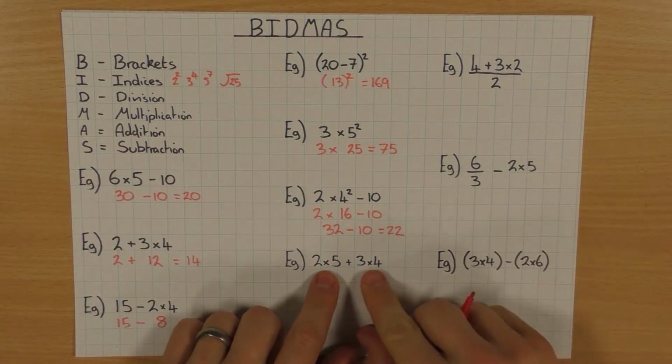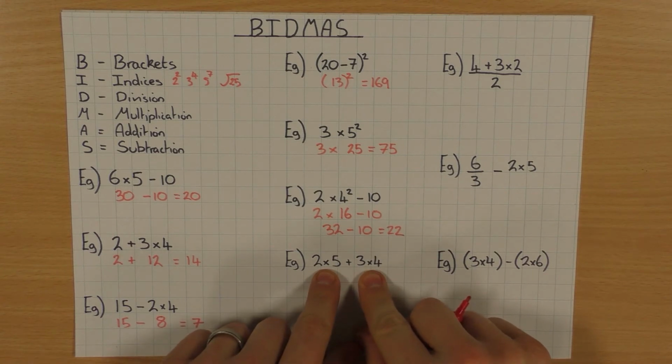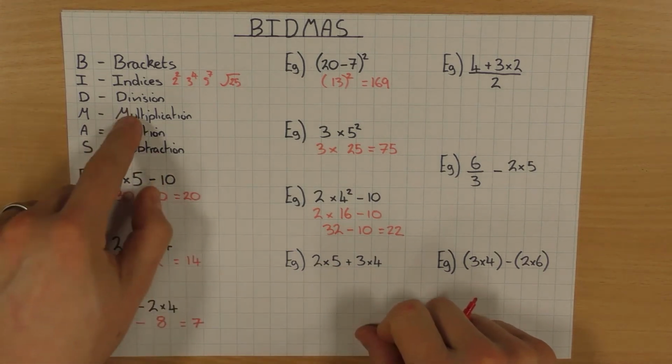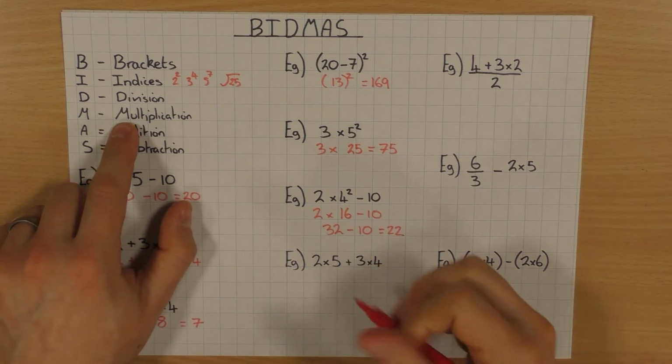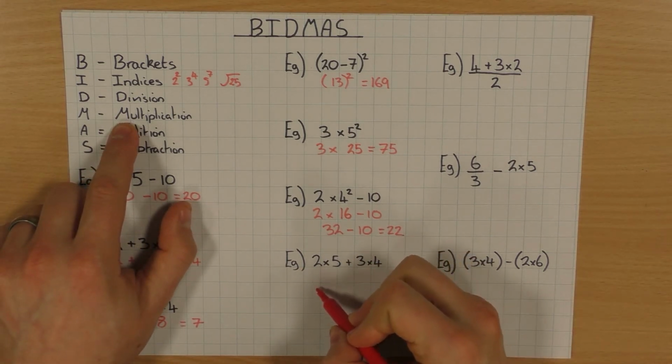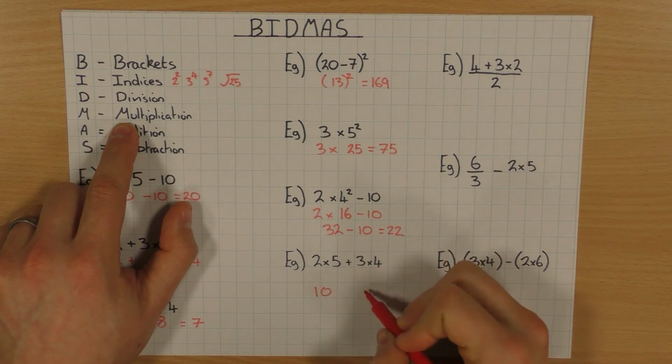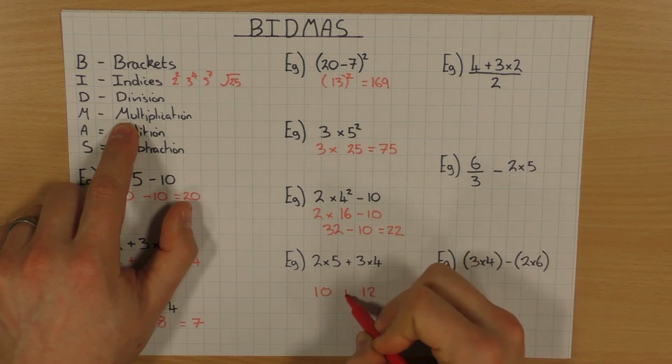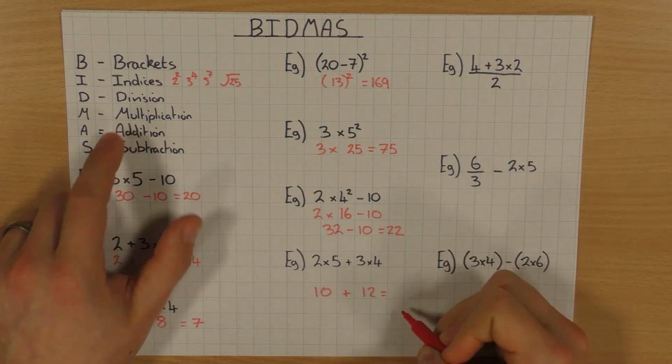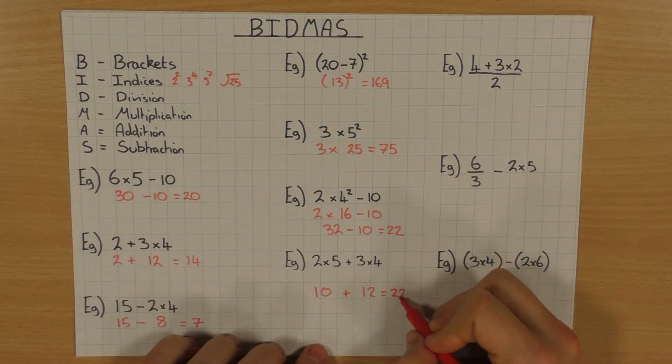Few things going on here, but you notice I've got 2 multiplications and an addition. Multiplication is before addition, so I need to do both multiplications. 2 times 5 is 10, 3 times 4 is 12, and I can bring my addition down and then finish it off with the addition to get 22.